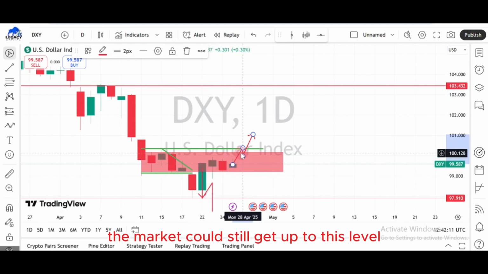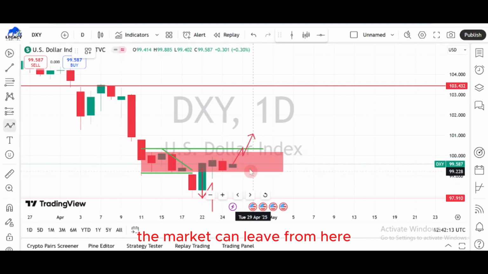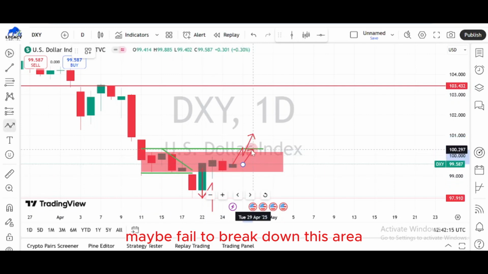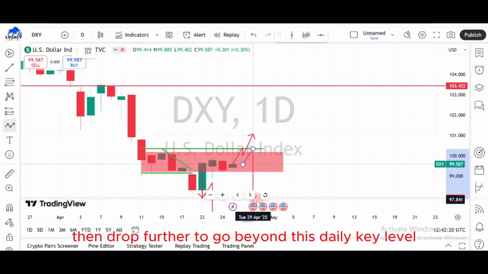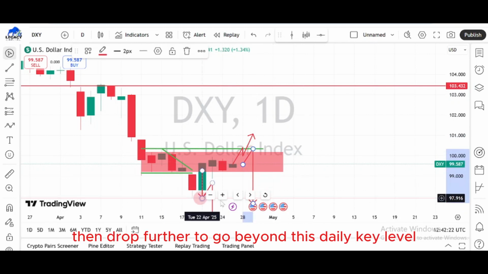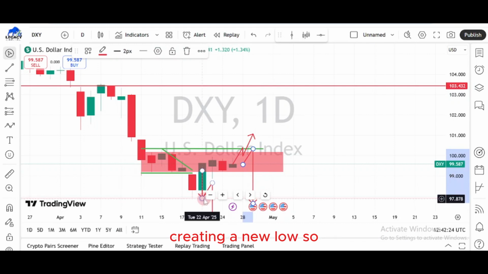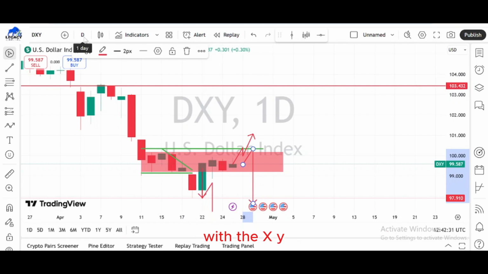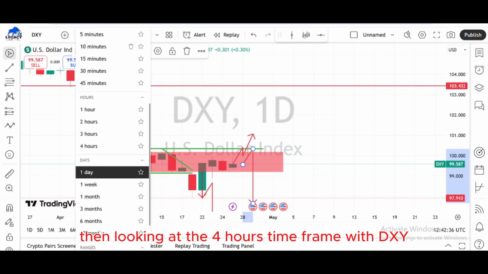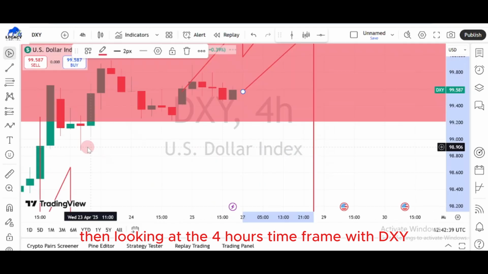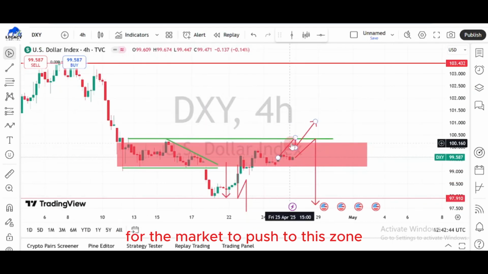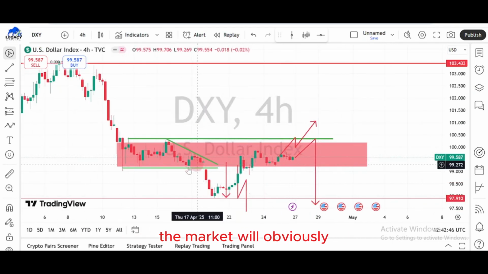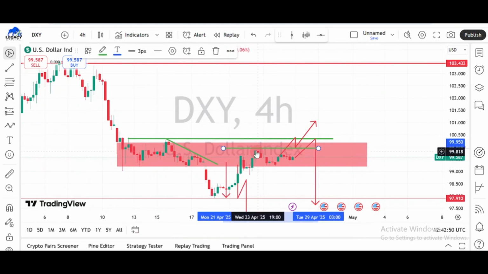Nevertheless, the market could still get up to this level. The market can leave from here, maybe fail to break this area that has acted as resistance, then drop further to go beyond this daily key level, creating a new low. So we should be open as far as the daily time frame is concerned with the XY. Then looking at the 4 hours time frame with the XY, we can clearly say that for the market to push to this zone, the market will obviously have to take out this resistance.